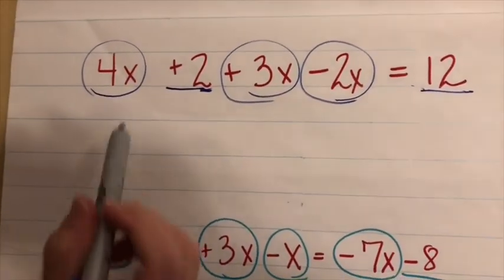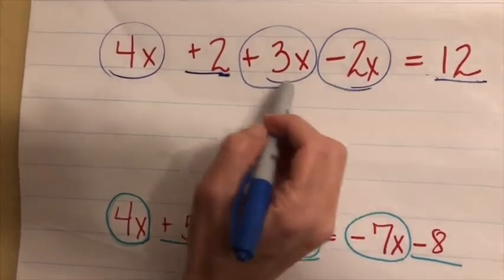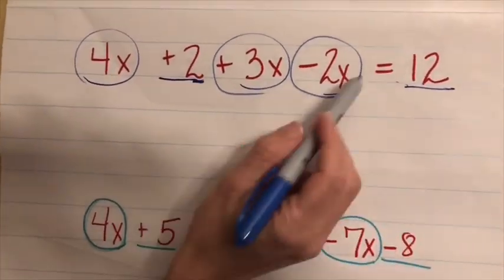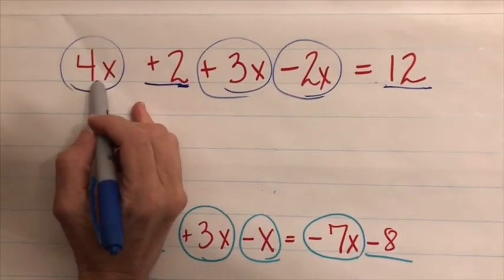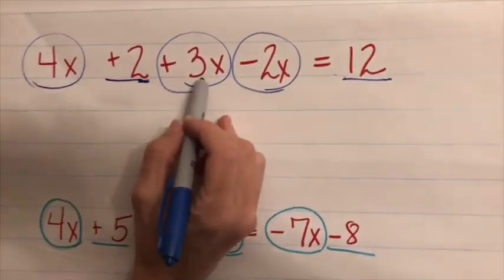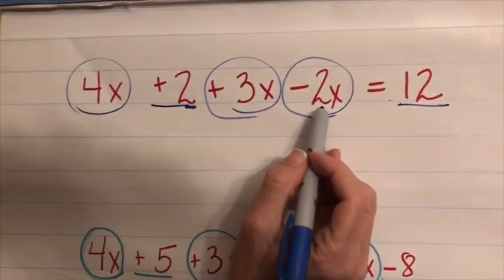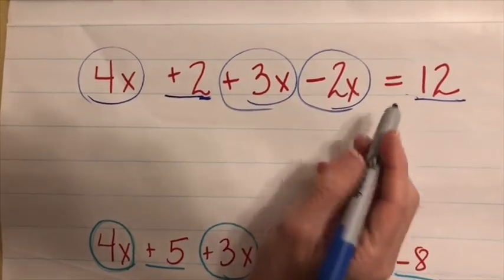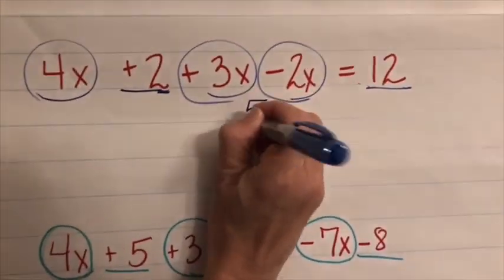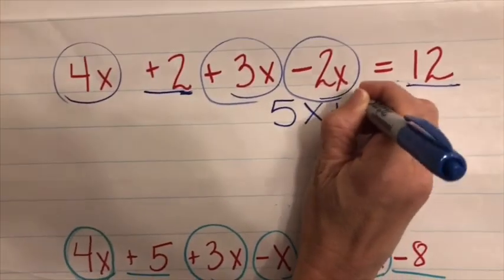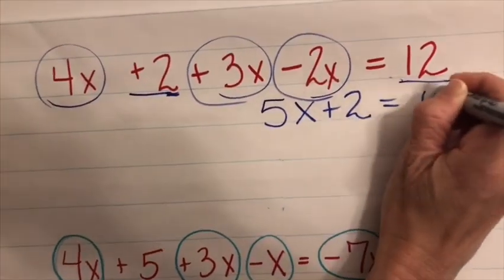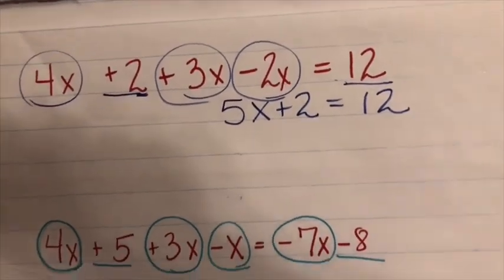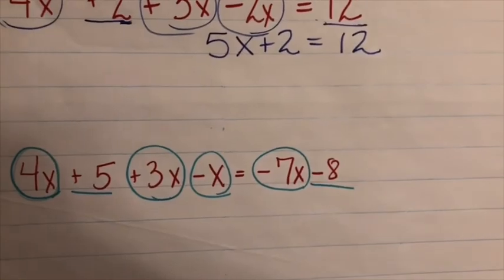So I've already taken the liberty of circling my variables and underlining my constants, okay? So first thing I want to do is combine my like terms that are over here. So I have a positive 4, a positive 3, and a negative 2x. All right, so 4 plus 3 is 7. 7 minus 2 is 5. So I end up with 5x plus 2 equals 12. I'm not going to do anything with my constants in that first step, but now I am.